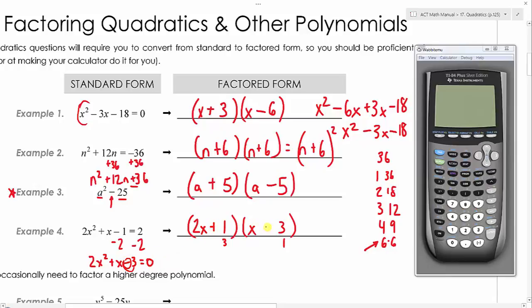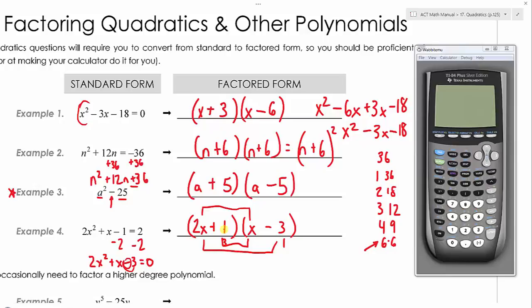So let me see if this works. This is going to be 6x or negative 6x, and then plus x. So again, there's the 2x squared. Then these are going to be negative 6x, and then plus 1x. Well, that's not going to work. That's going to produce a negative 5x in the middle. So let me actually switch these around.